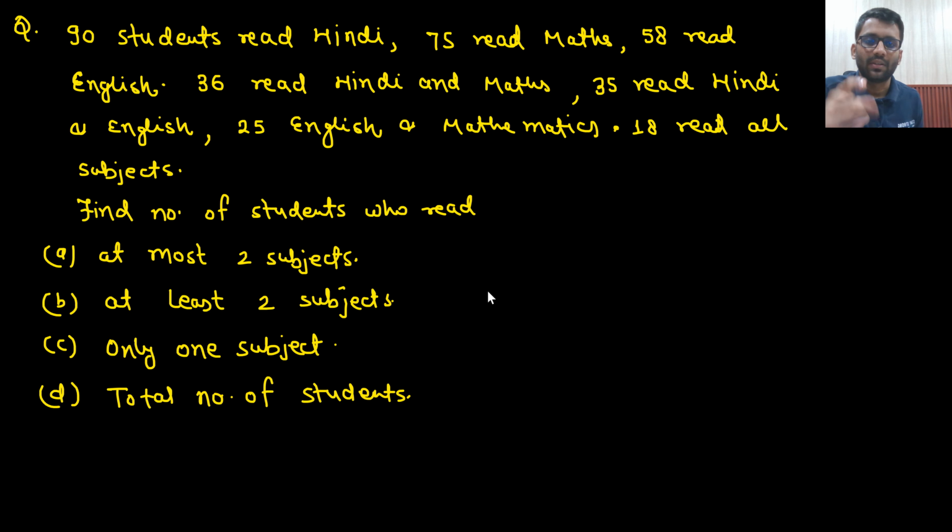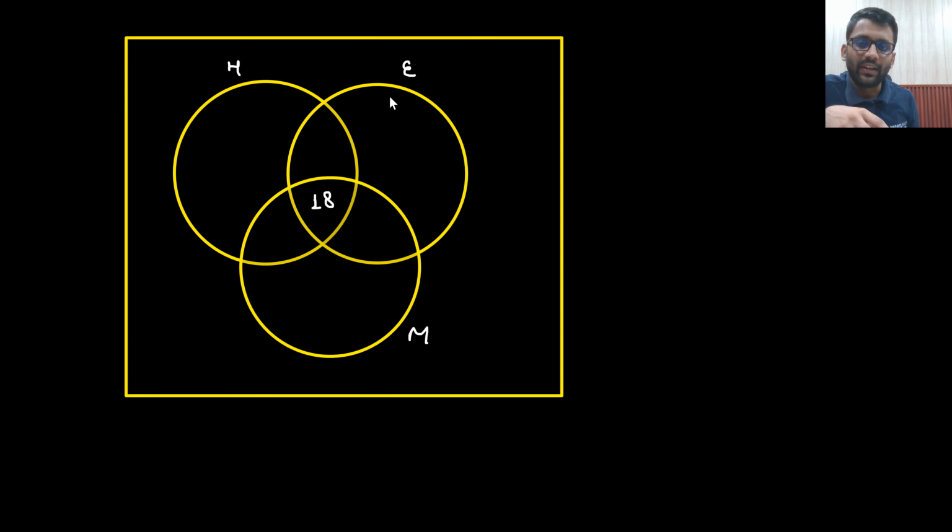Now let's find more common parts. 25 students study both English and mathematics. This is English and mathematics. 25 students are there. That means this part will be 7. This common part is 25, so this will be 7, right? Because in English and mathematics there are 25 students.